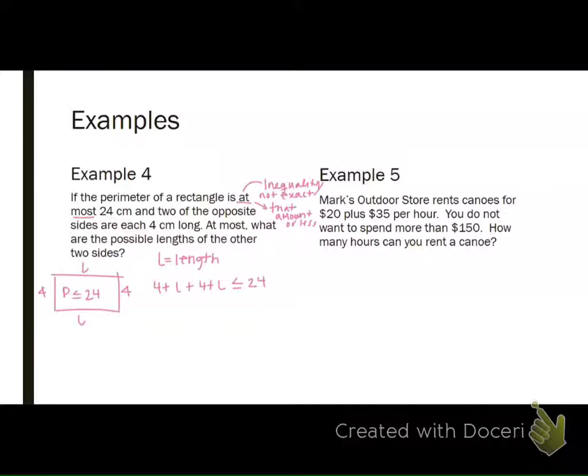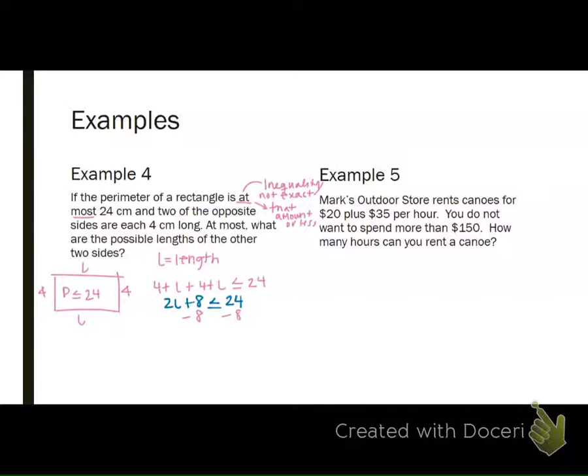So this rectangle isn't a specific size. It can be multiple sizes is what it's saying. So it's saying, what are the possible lengths if the width is set at 4 to make our rectangle whatever size we want it, less than or equal to 24. So we have 2L plus 8 is less than or equal to 24.